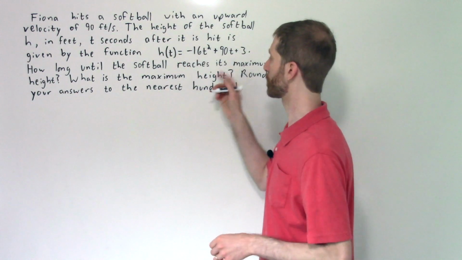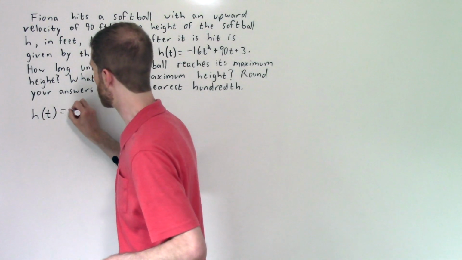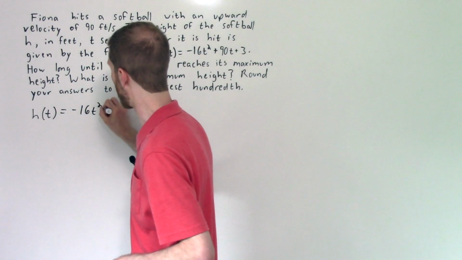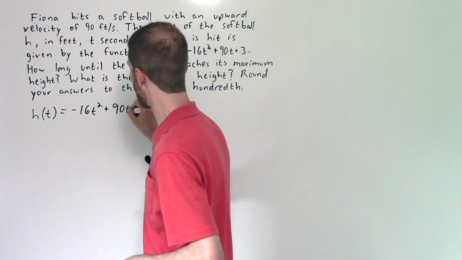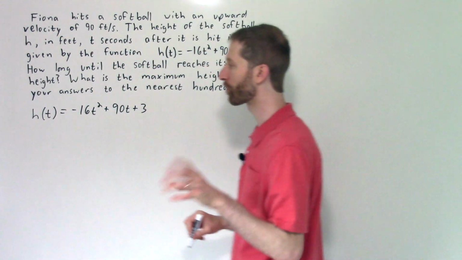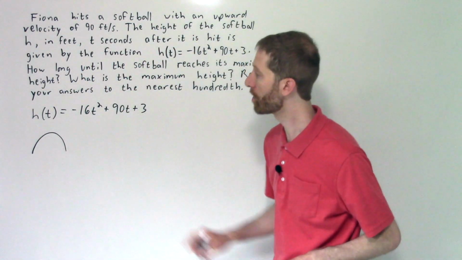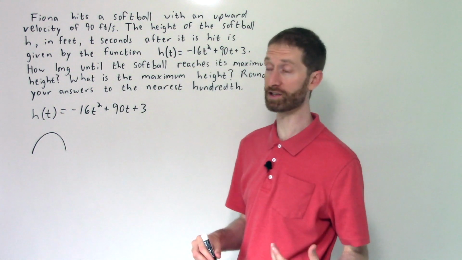Well, let's actually take this equation. We'll take it out of the word problem just to focus on it. H of t is equal to negative 16t squared plus 90t plus 3. So looking at that, let's just look at what the general graph of this would look like. It would be a parabola that is facing down. We know that because the a value is less than 0.